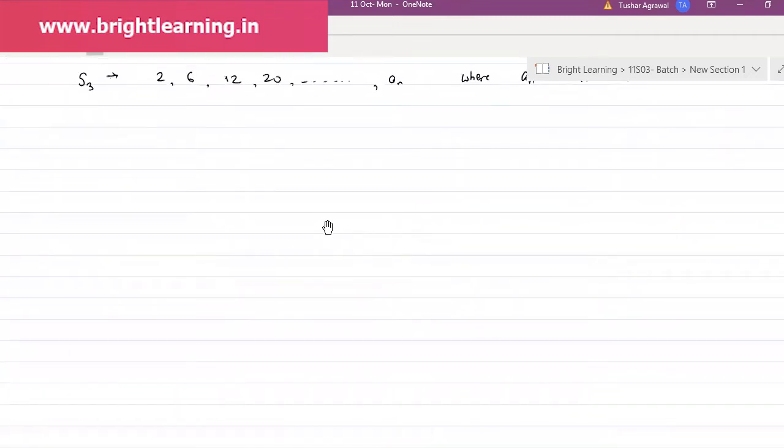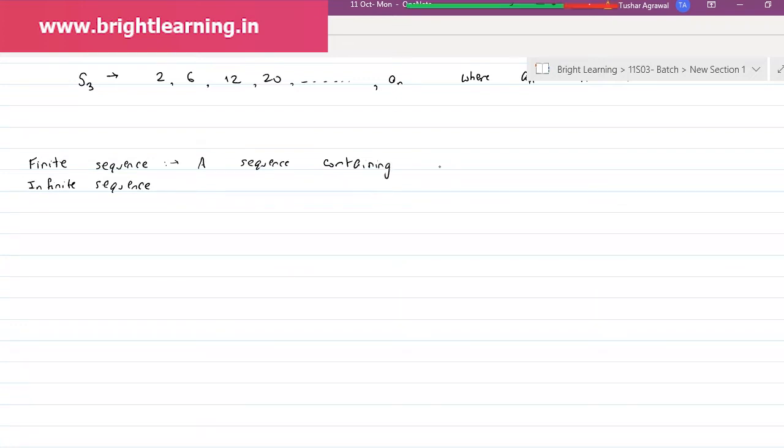So some questions. Basic terminology: finite sequence and infinite sequence. I think from the name itself it is clear. A finite sequence is a sequence containing a finite number of terms. So let's say a sequence of 10 terms, 100 terms, or maybe 1 crore terms. 1 crore is still a finite number. An infinite sequence is a sequence containing an infinite number of terms.